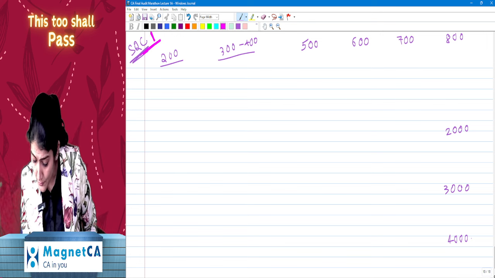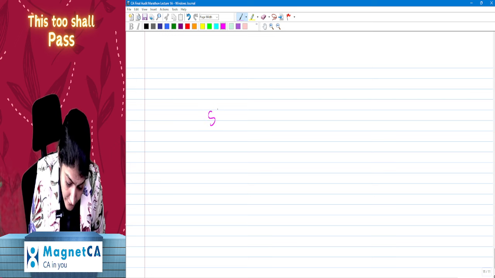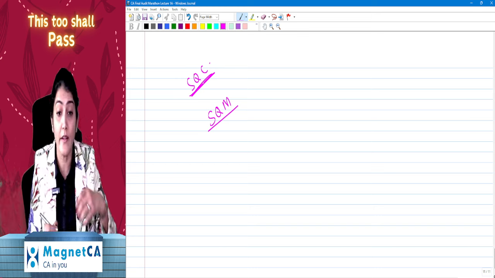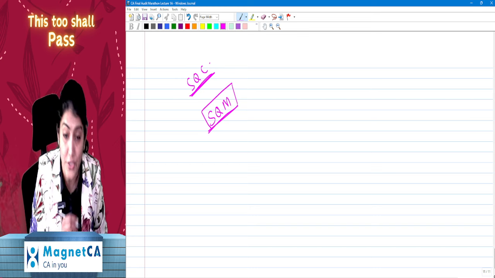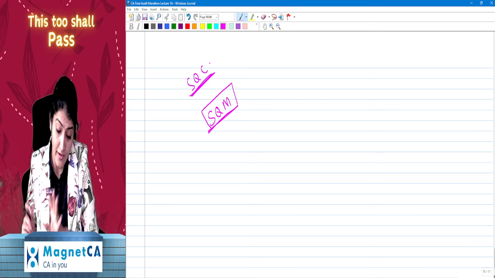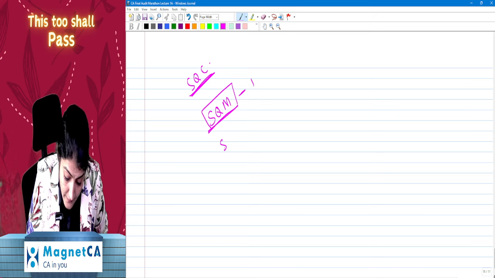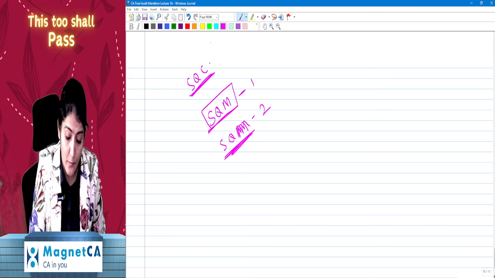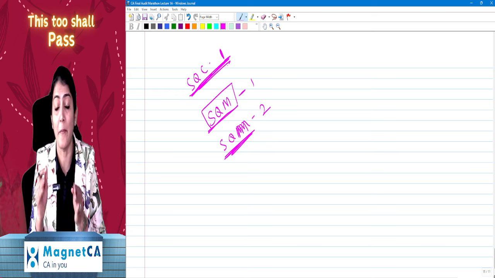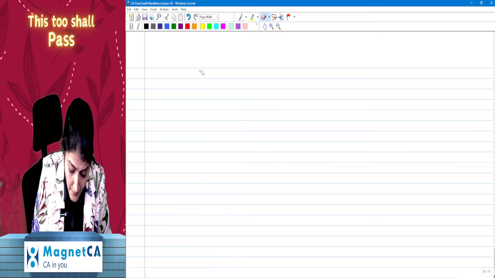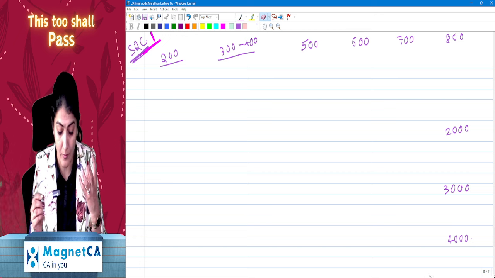The Institute has already issued the draft of SQM, because they say that later on it will not be quality control, it will be quality management. It means you can't control the quality, you have to manage the quality, right? But right now, this is only under the exposure draft. Later, at a future point of time, the new standards will be applicable. But right now, we have SQC 1, which is applicable for your exams, in your chapter number 1, right?